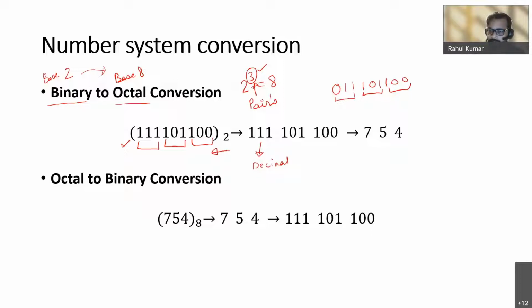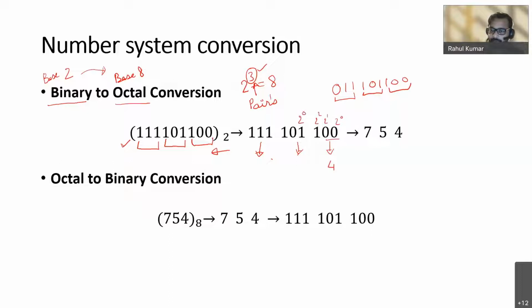Each of the pairs you convert into decimal. So if I convert 1 0 0, it will be 2 to the power 0, 2 to the power 1, 2 to the power 2. So 2 to the power 0 multiplied by 0 is 0, and the next will be 0 as well. So I'll be getting 4.